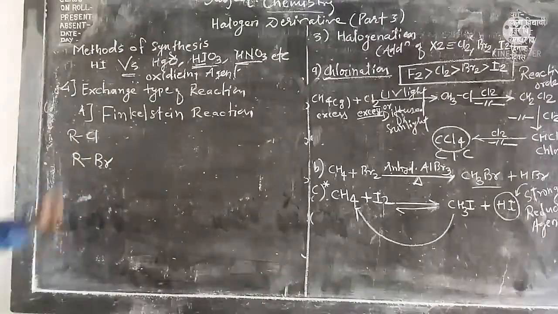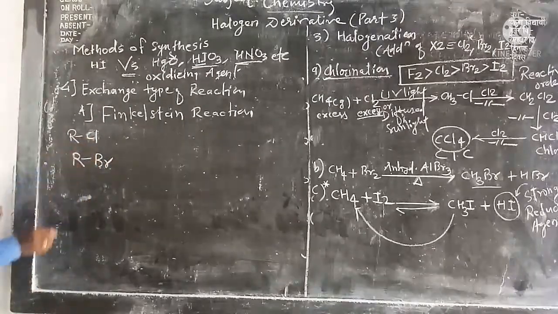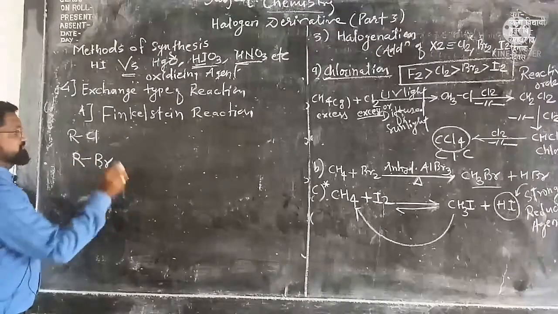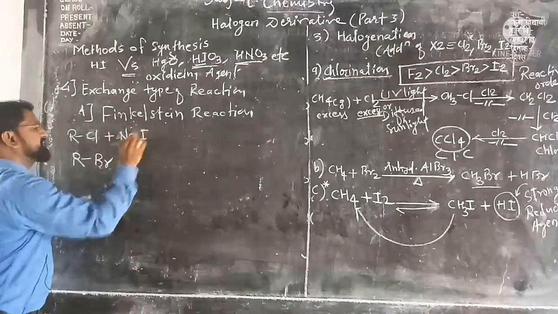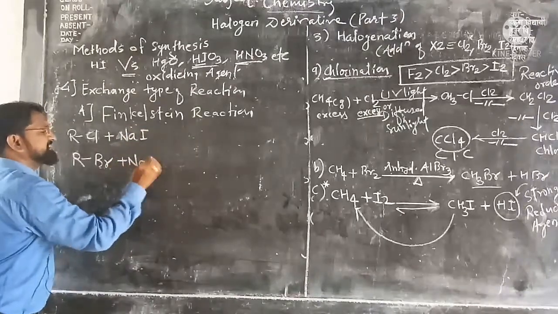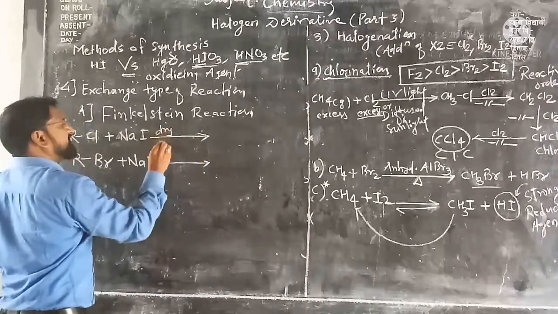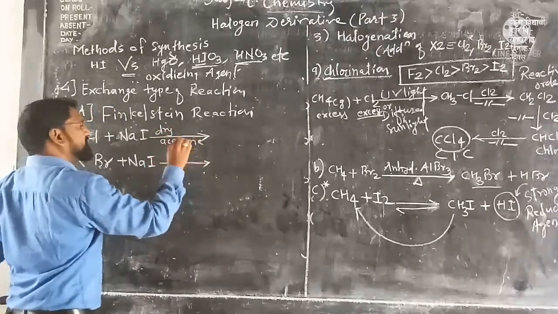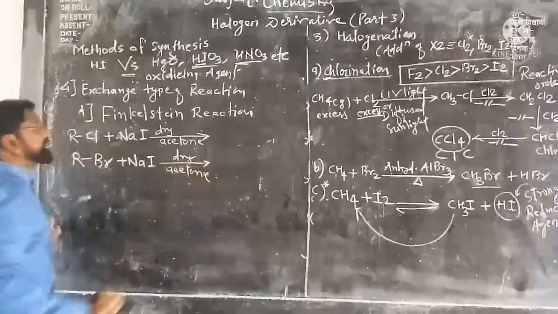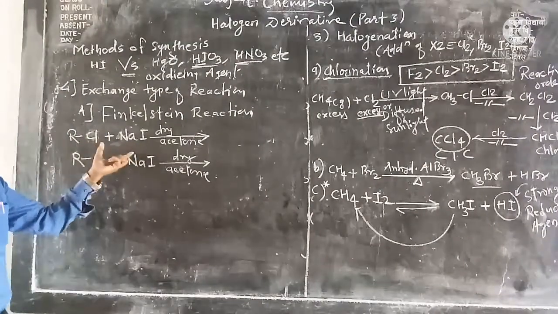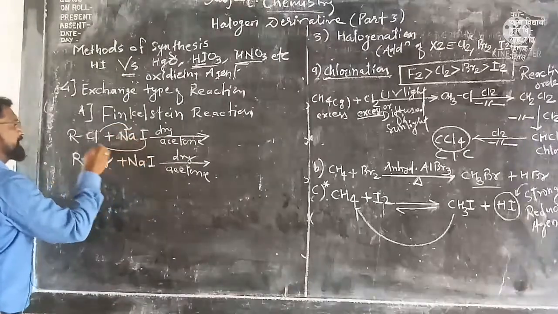When RCl or RBr, okay. Exchange type of reaction means we can prepare the desired derivative. When RCl or RBr reacts with sodium iodide, in the presence of dry acetone, the conditions being the same, what happened here? Exchange of halide takes place. Exchange means the Cl goes to sodium, and the iodide goes to R.